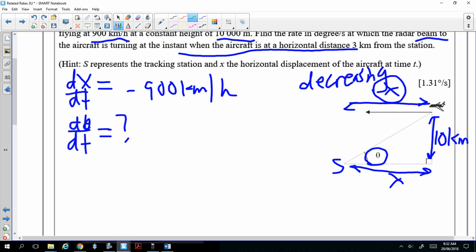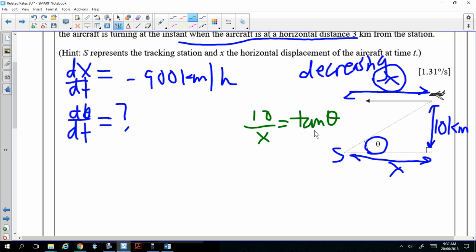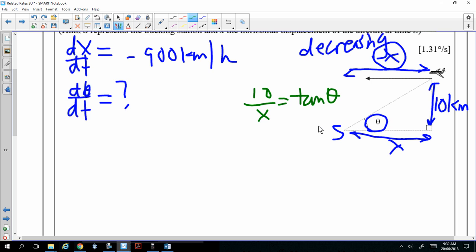So maybe what we could do is make x the subject. Write 10 equal to x tan theta, so x equal to 10 over tan theta. Let's write it as 10 tan theta to the power negative 1, because we're going to differentiate in a minute. So therefore, we can write down the related rate.